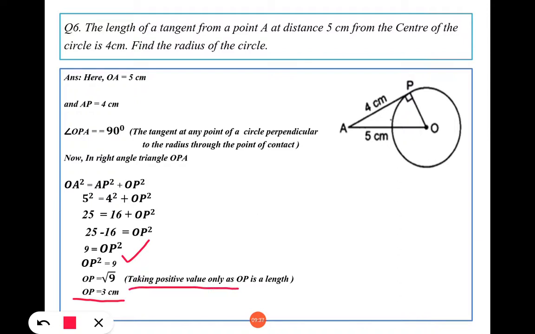Taking positive value only, because length cannot be negative. OP is a radius and is a length. So we are taking here only positive value. So OP is 3 cm. So students, we have solved 3 very important questions from exercise 10.2. Hope you will understand these questions.